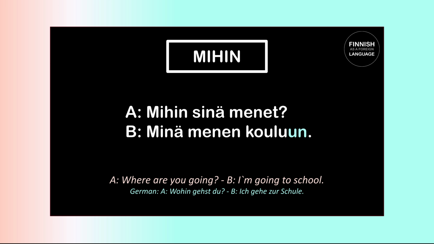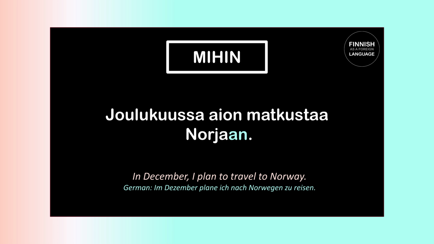Let's repeat. Mihin sinä menet? Where do you go? Minä menen kouluun. I'm going to school. Next example. Joulukuussa aion matkustaa Norjaan. Means in December I plan to travel to Norway. Joulukuussa means in December, in the inessive case. Aion means I plan. It's the first person singular present tense of the verb aikoa, which means to intend to or to plan to. Matkustaa here is standing in its infinitive form, and it means to travel.